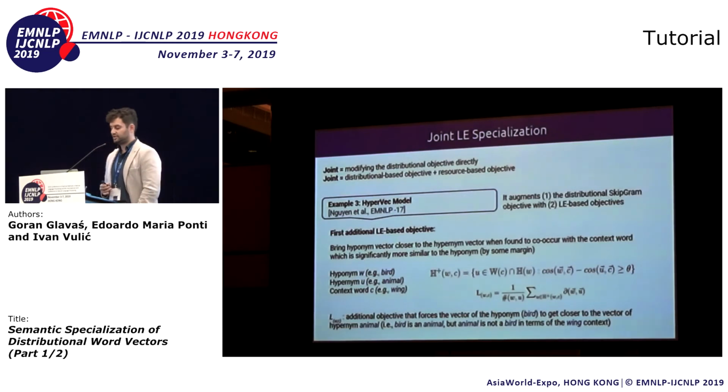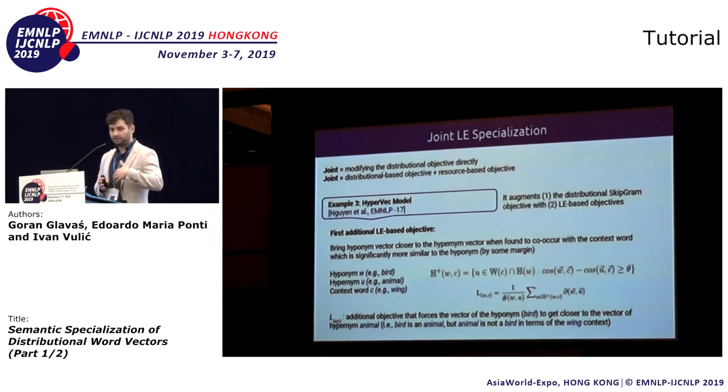So the joint specialization model that introduced it more explicitly is the HyperVec model, that looks into two different types of contexts in which you find the lexical entailment pairs. So if I find my context in which I have my hyponym bird and a hypernym animal in the context of the word wing, which is a property of the bird, not the animal, so it's a property of the hyponym. And I have a similarity with the hyponym which is bigger than the similarity with the hypernym by more than some threshold.